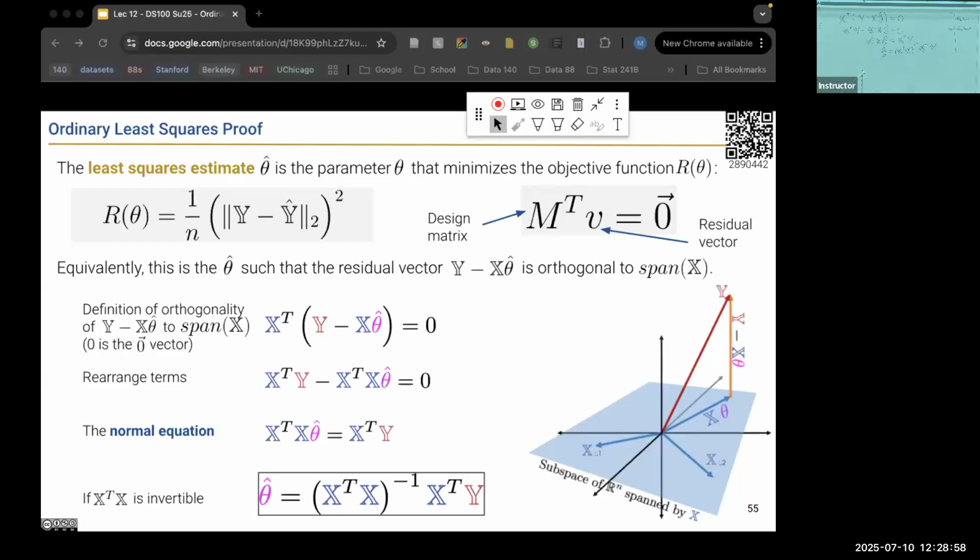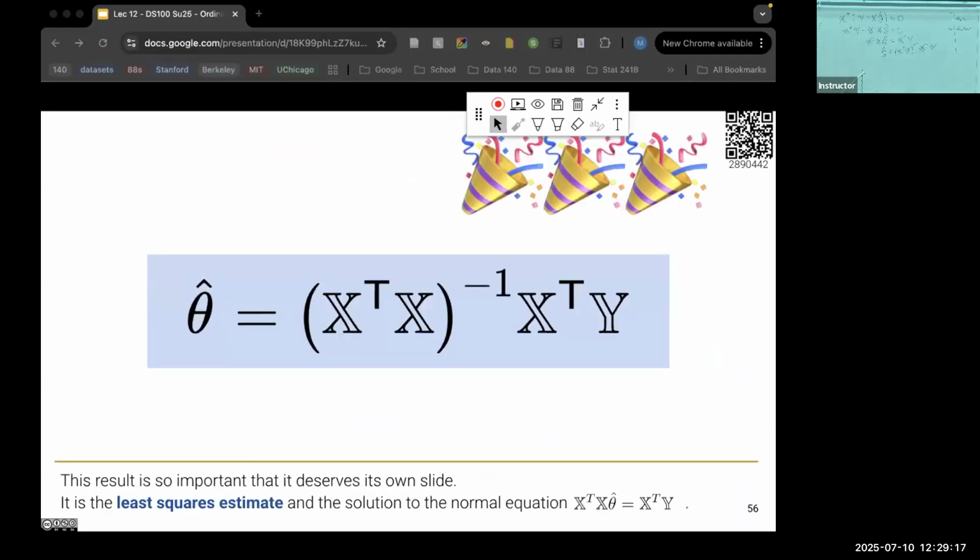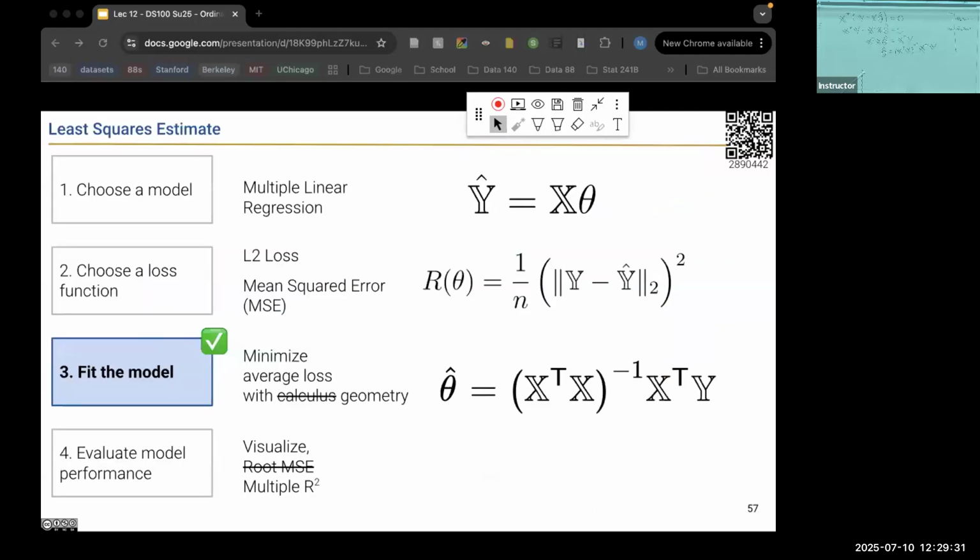This is going to be the punchline of the lecture. One intermediate step that's quite important is from here to here. This step is so famous that it has its own name. This is called the normal equation, and this is called a solution to the OLS problem. It's such an important result that it deserves its own slide. So whenever you have your design matrix X and your response Y, this is what your theta hat is going to look like.